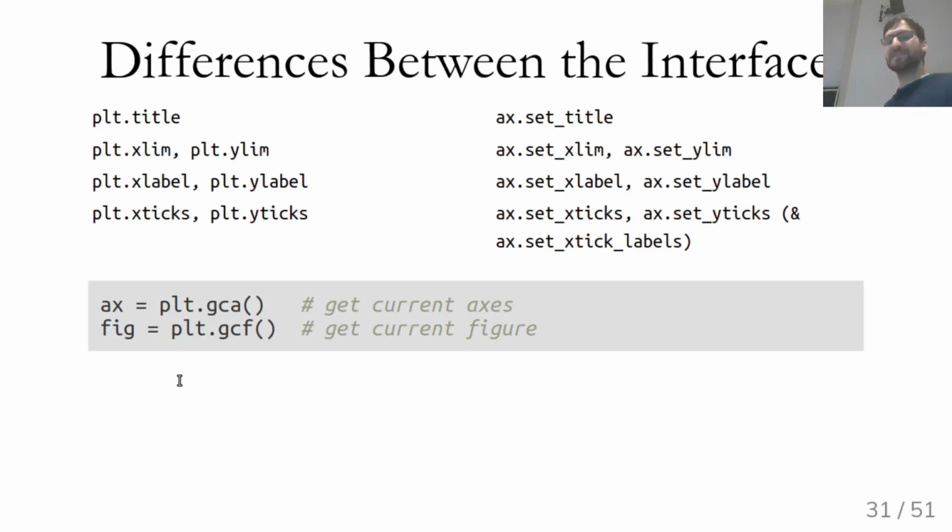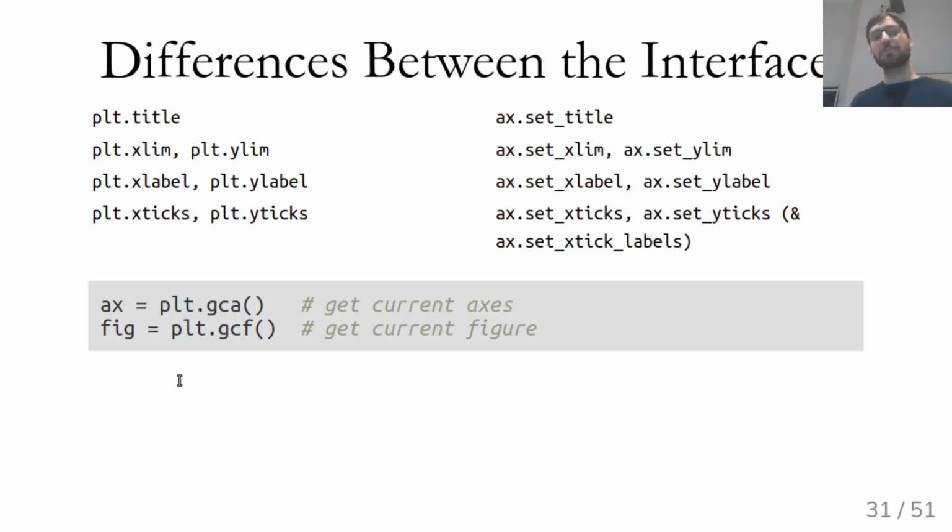And some of the things are only available in the object-oriented interface, for example, setting the ticks and the labels differently. And there's some other things that you can do only in that interface. But depending on whether you use the stateful interface or the object-oriented interface, you have to prepend the set underscore or not, which is definitely not confusing.